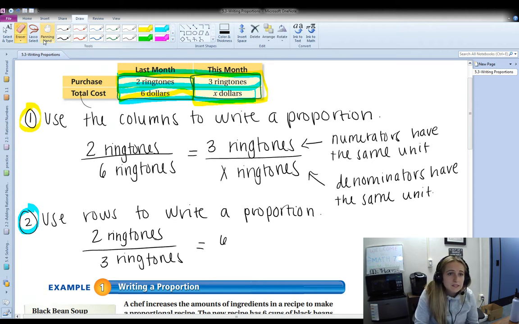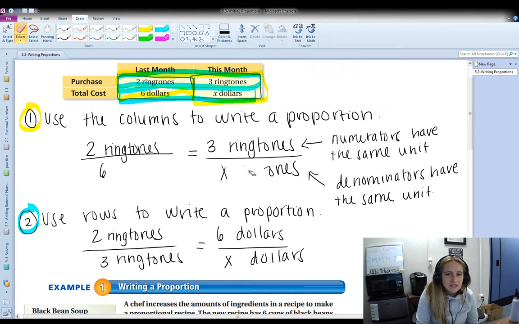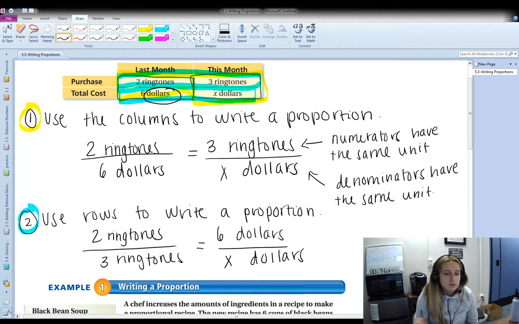over X dollars. Uh-oh, and I just noticed I made a mistake up here. So make sure that you guys fix this. I labeled my units wrong. Okay, that's my fault. These should be dollars because as you can see here, it says dollars. So that's my bad. So make sure to change those.